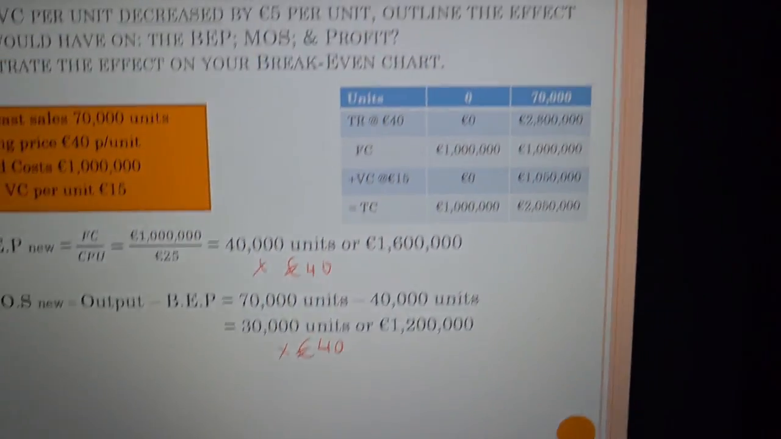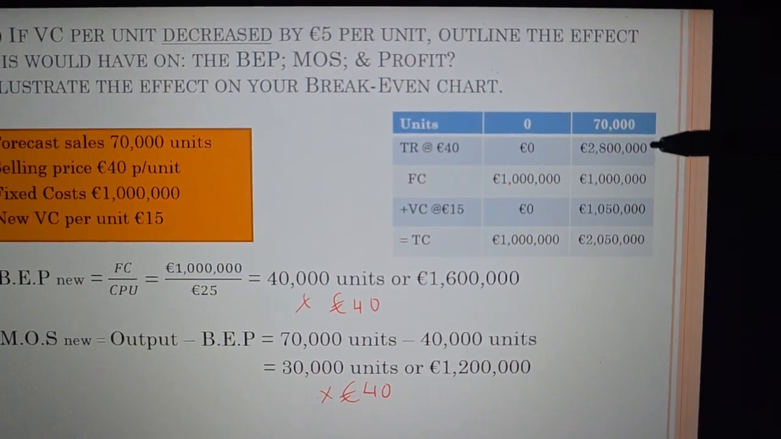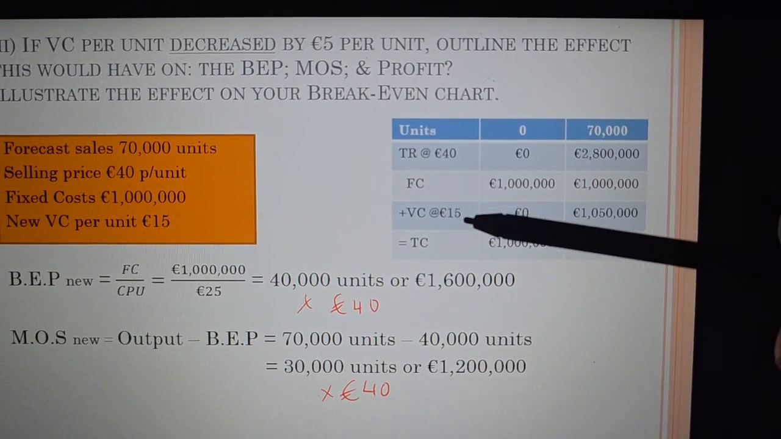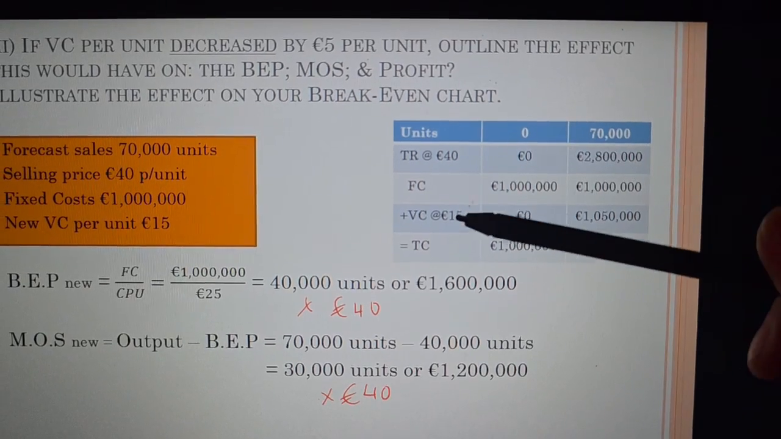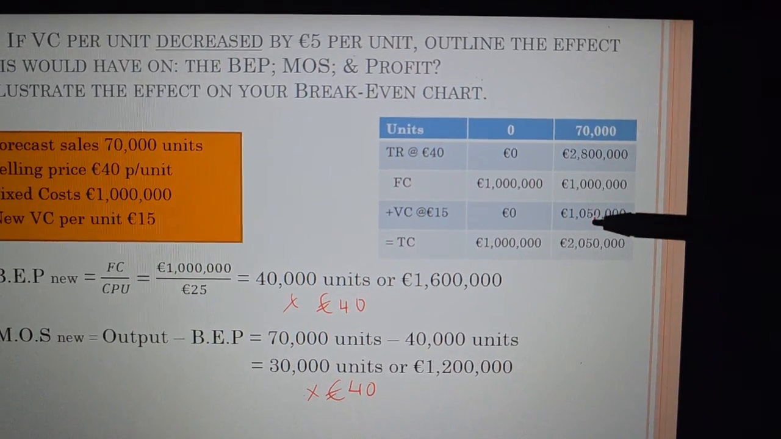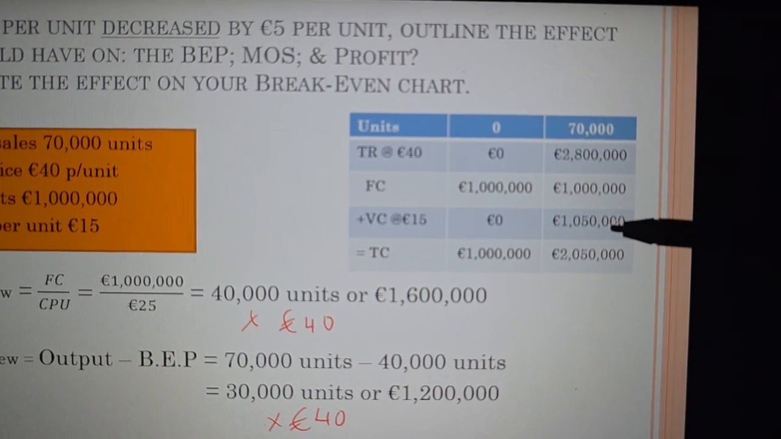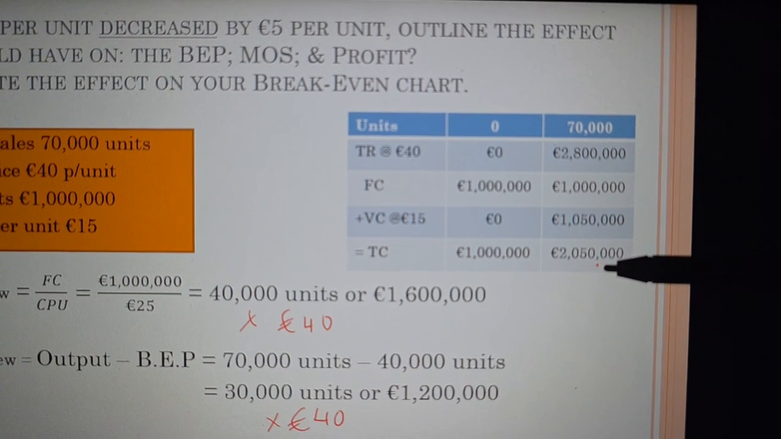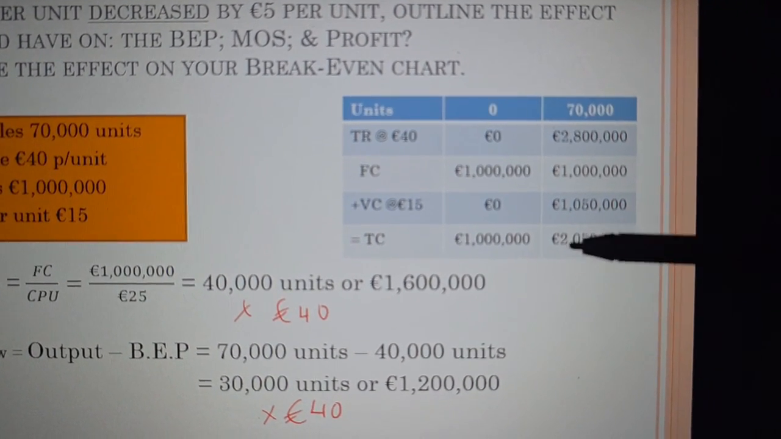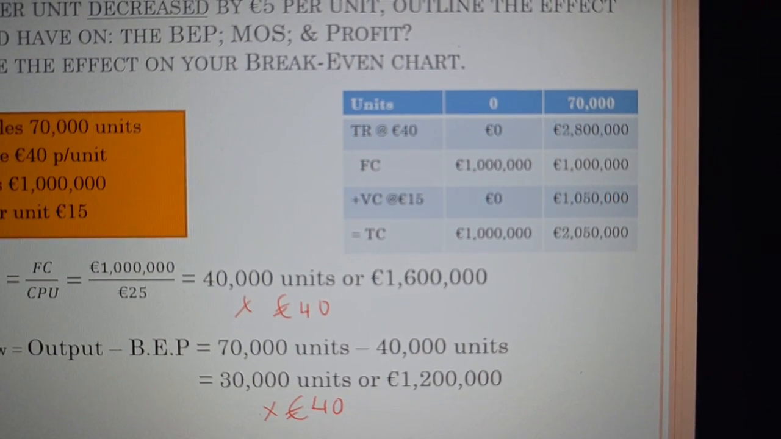Okay. Now, my input-output table. Revenue isn't changing. It's staying as what it was originally. Fixed costs are not changing, but variable costs changed to €15 a unit. So 0 units by 15 is 0. 70,000 units by 15 is €1,050,000. If you add fixed and variable together, you get your overall total costs. So 1 million when we produce 0 units, and then €2,050,000 when we produce 70,000 units.